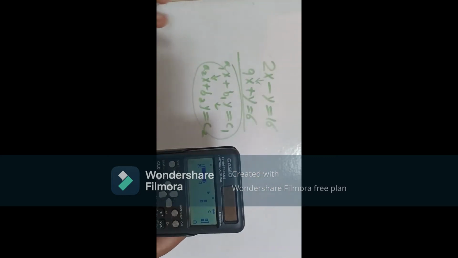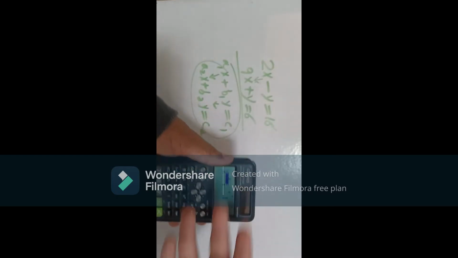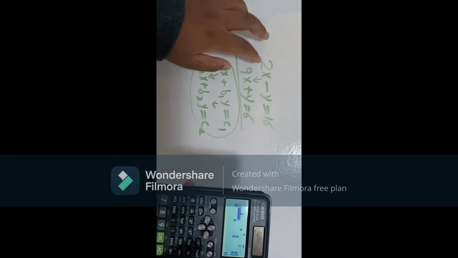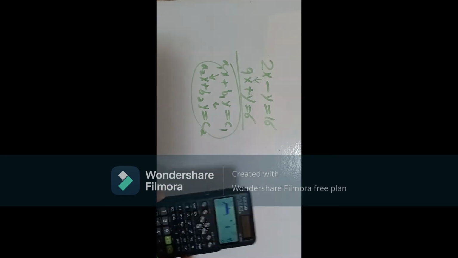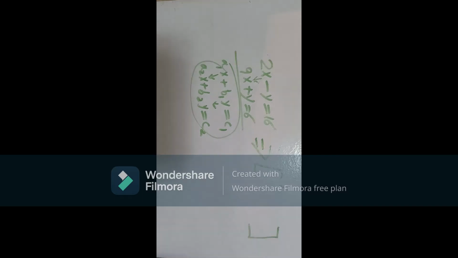Alright, it's going to give me the matrix. So what we're basically going to do is put the equations here. Make sure your equation is in standard form. So we're going to put these numbers inside the matrix.